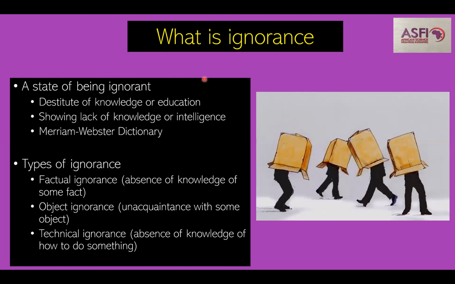What is ignorance? We have defined science. What is ignorance? Ignorance is a state of being ignorant, destitute of knowledge or education. This is the basic definition we have in the public. Showing lack of knowledge or intelligence. And this definition is based on the Merriam-Webster dictionary. If you check other dictionaries, you have a similar definition. There is factual ignorance, absence of knowledge of some fact; object ignorance, unacquaintance with some objects; technical ignorance, absence of knowledge of how to do something.